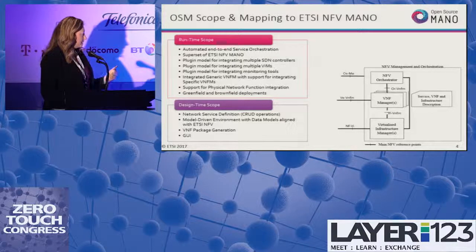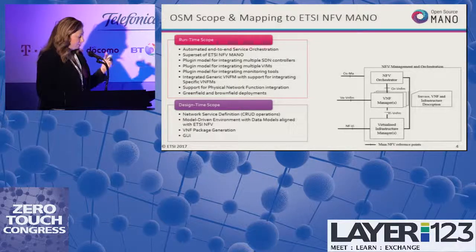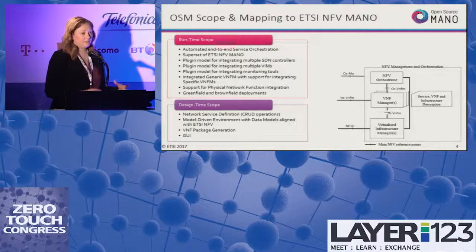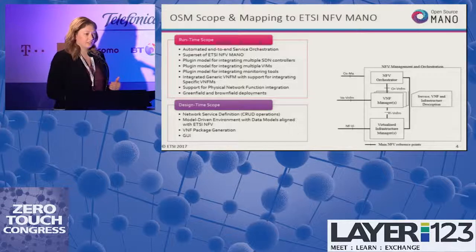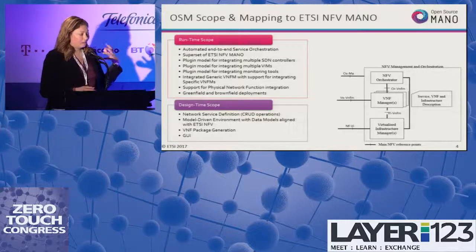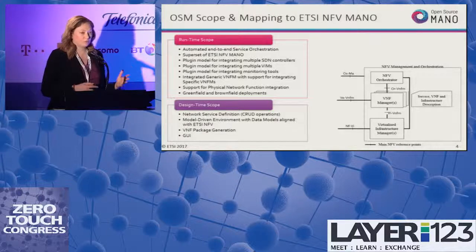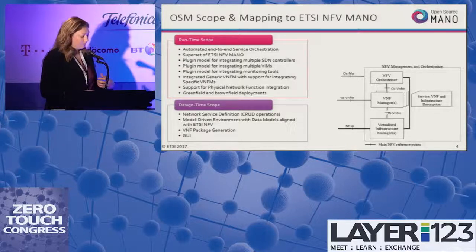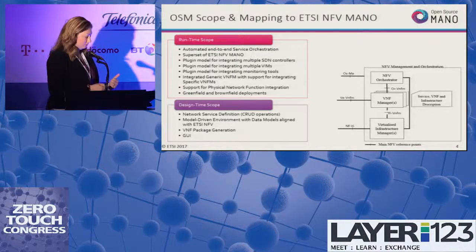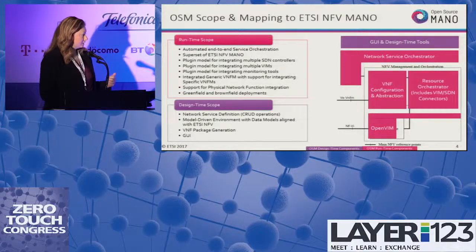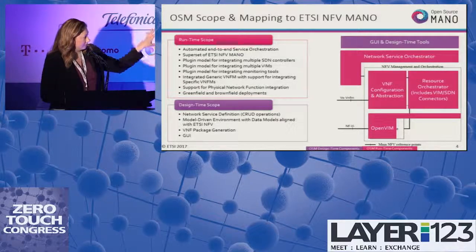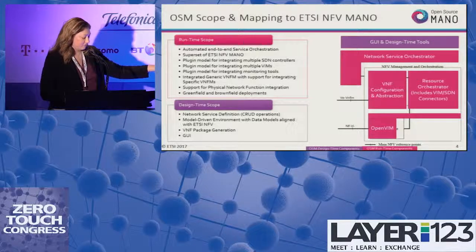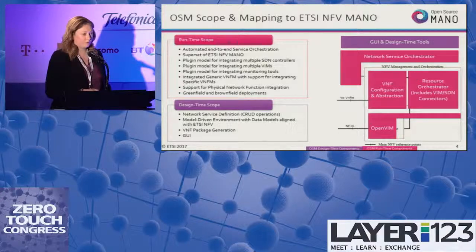And then when we look at the design time scope, we have a big focus on network service definition and modeling, and I'll touch on that a bit later. And we have a model-driven environment with data models aligned with ETSI NFV, but not exactly identical to ETSI NFV. And so as ETSI NFV innovates and comes up with newer versions of the model, we fall in lockstep where it's appropriate to OSM. And finally, we have VNF package generation tools and a very spiffy GUI. And so when you see the overlay of the OSM components on top of the ETSI NFV architecture, it becomes a little more obvious where all these different components live.